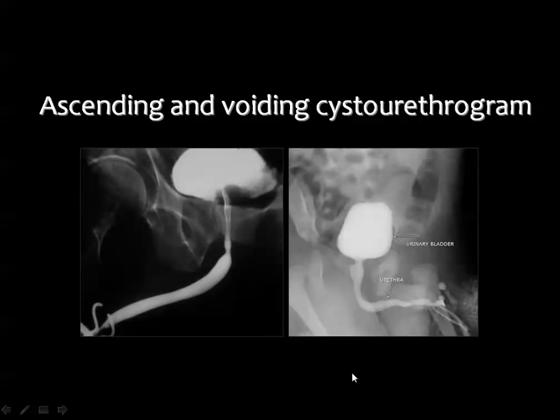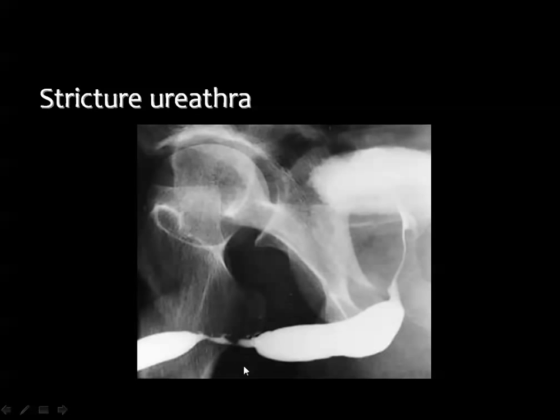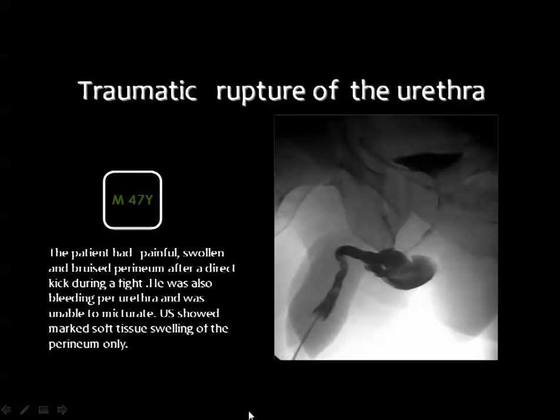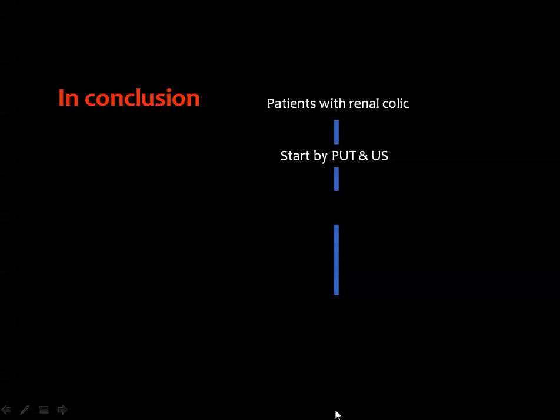Ascending urethrography is also valuable in assessment of urethral pathology. And here is a case of urethral stricture, which is a common finding in clinical practice. You can see that this segment is narrowed with irregular outline, diagnostic of stricture in the anterior urethra. And this patient had a history of trauma to the perineum. Ascending urethrogram showed extravasation of contrast material outside the urethra into the soft tissues of the perineum, diagnostic of post-traumatic urethral rupture.